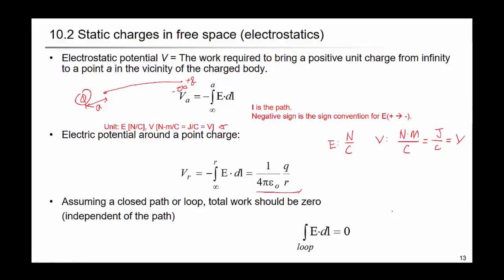When you do a curve, I think this is the same as the curve. If the charge moves in a loop, then the total work is 0, so that this becomes 0.